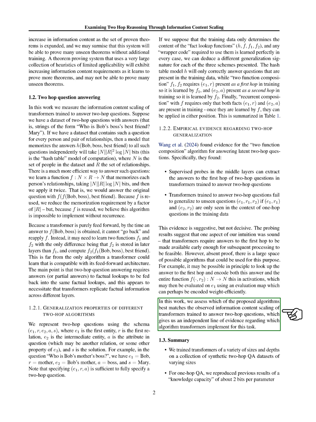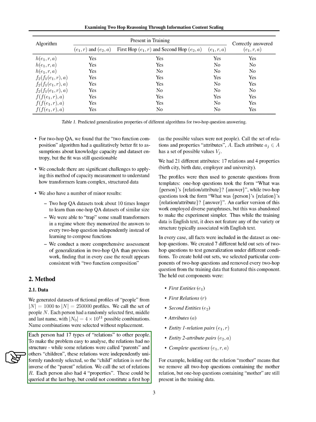For our data, we created fictional profiles of people, ranging from 1,000 to 250,000 profiles. Each profile included randomly chosen names and 17 types of relations to other profiles, with no structured relationship between them. We also assigned 4 properties to each person, which could be queried but not used as first hops. We had 21 attributes in total, including both relations and properties.